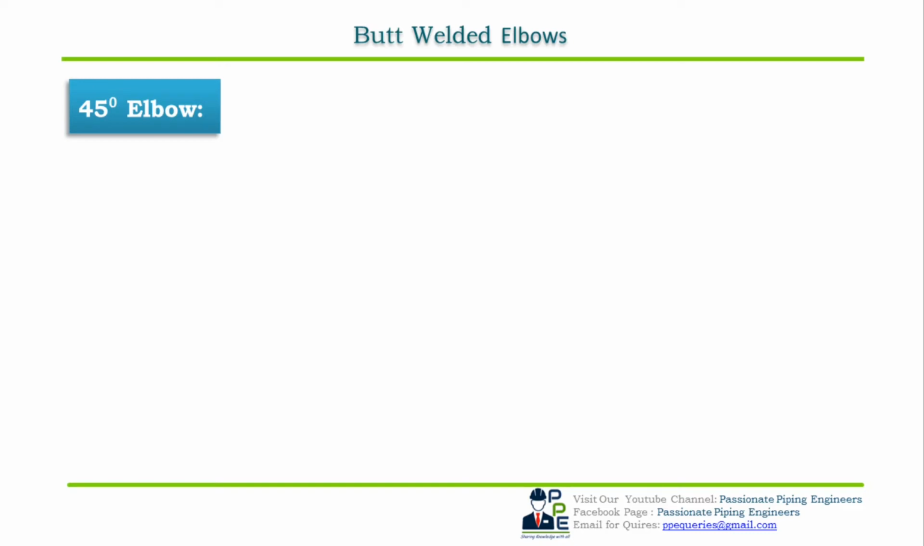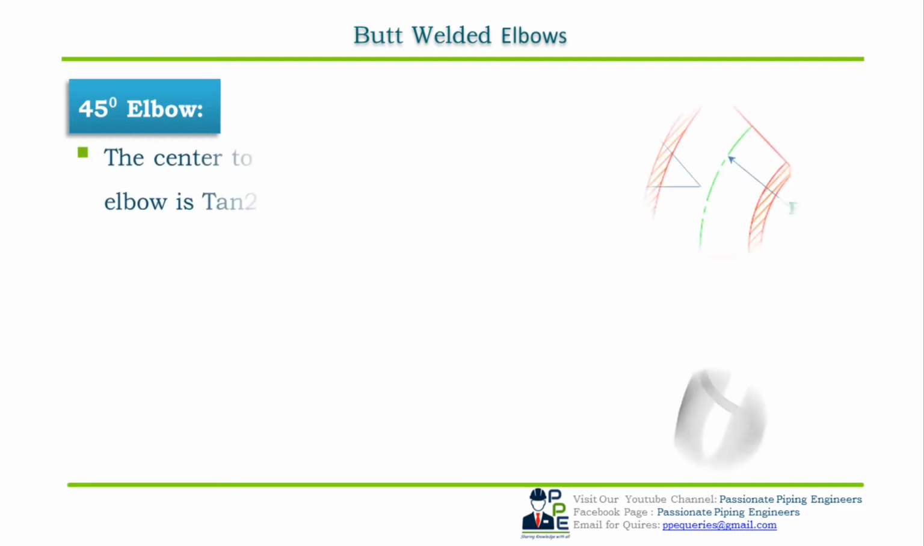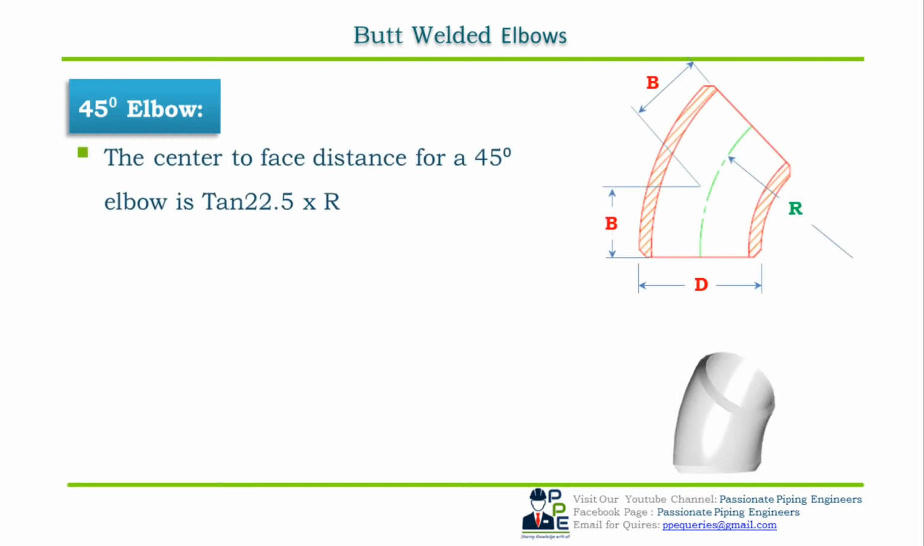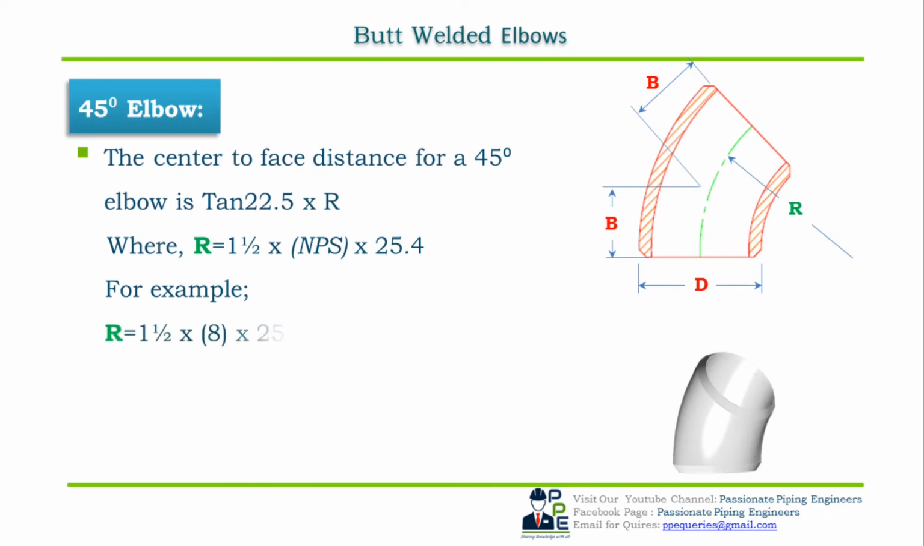Just like in the case of 90 degree butt welded elbows, we can calculate the center to face distance of a 45 degree elbow also. The center to face distance of a 45 degree elbow is B, where R is equal to 1.5 into NPS into 25.4. Let's take an example of an 8 inch NPS pipe and try to calculate the center to face distance of a 45 degree elbow. R is equal to 1.5 into 8, which is the NPS of the pipe, into 25.4. So we get the R value, R is equal to 304.8 mm.